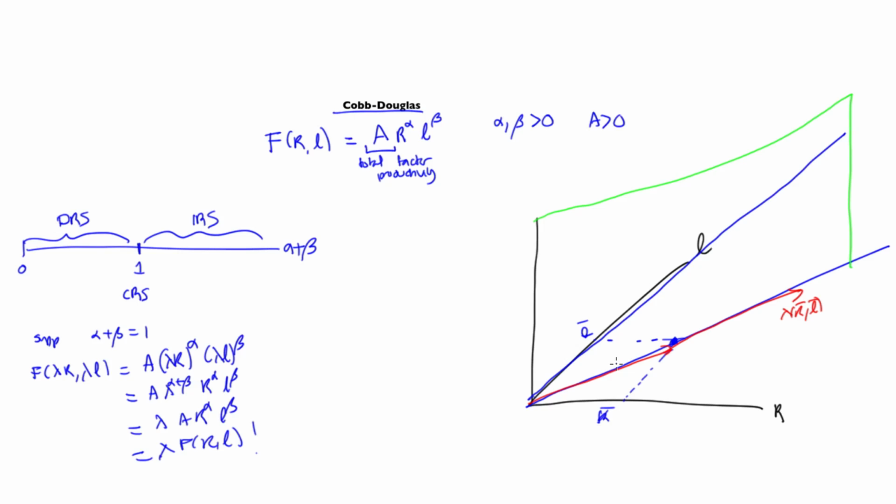Now what is beautiful is that, for example, when K is equal to 0, the function is here. When it's equal to L, it is in that axis. So it looks like a conical section that is flipping there. But along any ray, it looks like a straight line. And that's why it satisfies constant returns to scale when alpha plus beta is equal to 1.